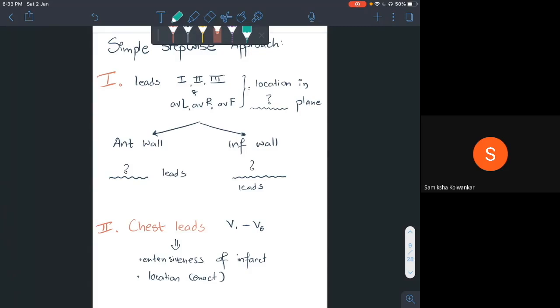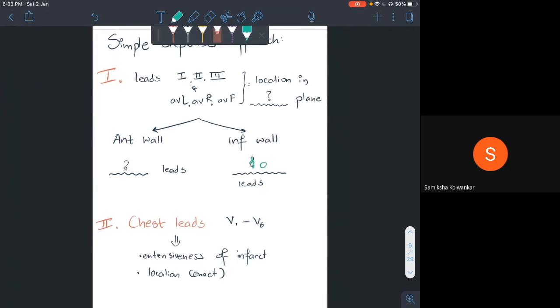So first of all, you're going to look at leads 1, 2, 3, and AVL, AVF. You're going to identify which plane it is in. Is it in the anterior frontal plane, or is it in the inferior plane? Inferior plane essentially means AVF, 2 and 3, and your anterior wall would be 1, AVR, and AVL.